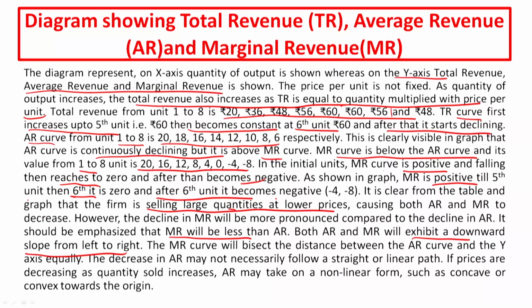The MR curve will bisect the distance between the AR curve and the y-axis equally. The decrease in AR may not necessarily follow a straight or linear path. If prices are decreasing as quantity sold increases, the AR may take a non-linear form also, which needs to be remembered, such as concave or convex towards the origin. So, I hope this diagrammatic representation has given you a good idea about TR, AR and MR.